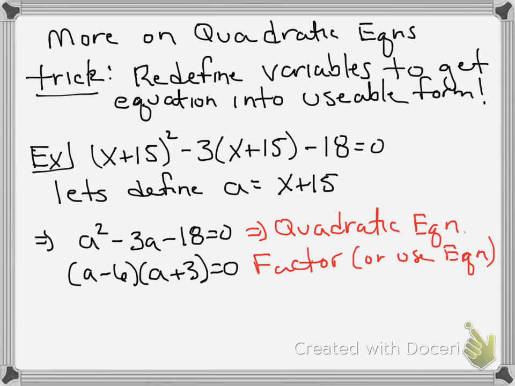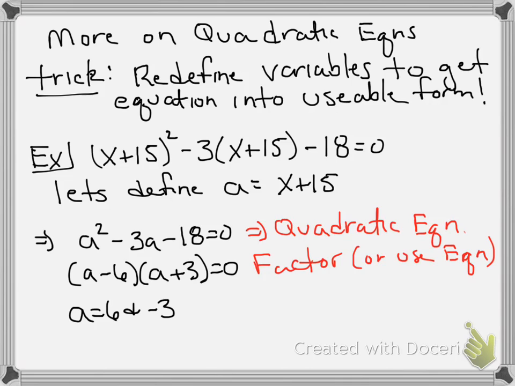Okay, so we factored, or we can use the quadratic formula, like I said. And this leads us to two solutions, as we expected, because our highest power was x squared. If we multiply this squared out, we'd end up with x squared plus something x plus a constant. So our highest power is x squared, and we ended up with two solutions, a equals 6 and a equals minus 3.